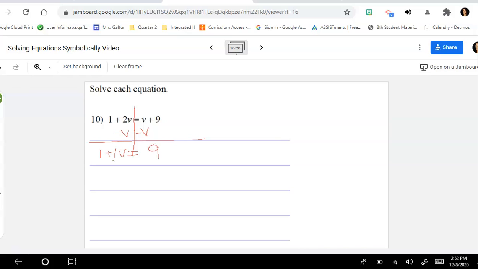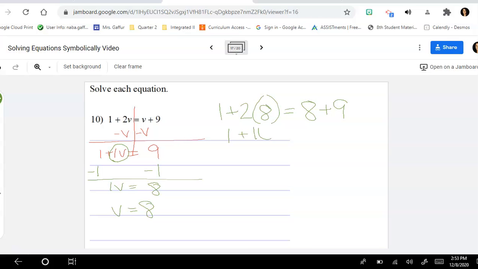Now I need to isolate my variable. I need to get this 1v by itself. I'm going to subtract 1 off the end from both sides, and I'm left with 1v equals 9 minus 1, which is 8. Now 1v is the same as saying v equals 8. And now I'm going to check it. 1 plus 2 times 8 equals 8 plus 9. Multiplication comes before addition, so 1 plus 16 equals 8 plus 9 is 17. 17 equals 17. Check. So my answer is v equals 8.